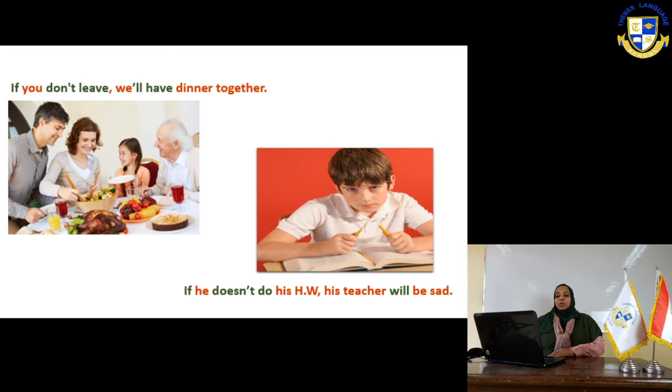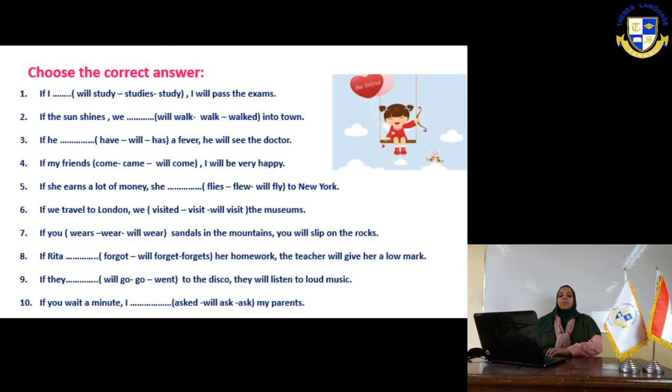If he doesn't do his homework, his teacher will be sad. Doesn't do. Now, where is the main verb? It's do. And doesn't here is a helping verb for the negative form. Now, the next slide, number 8, is about the questions.